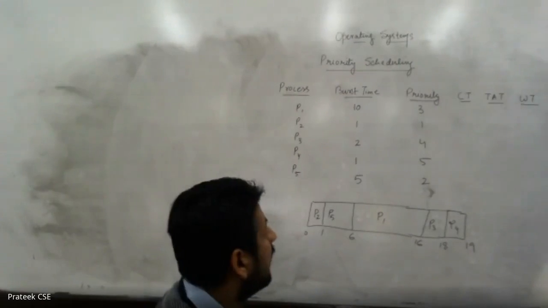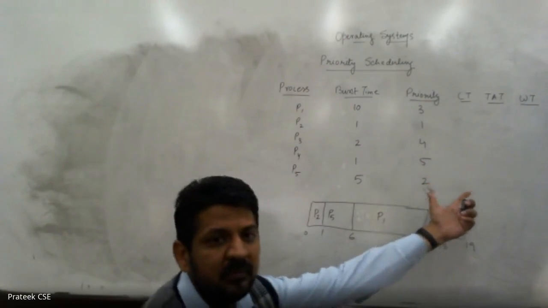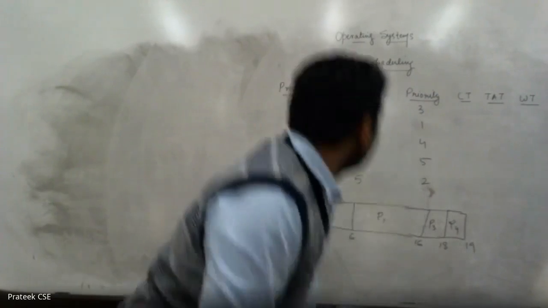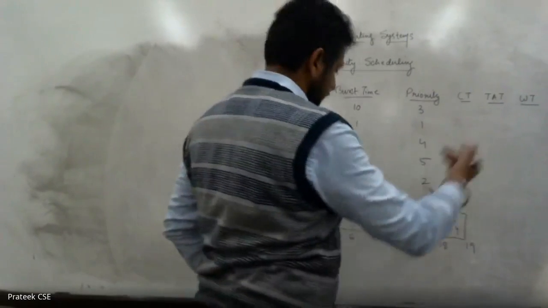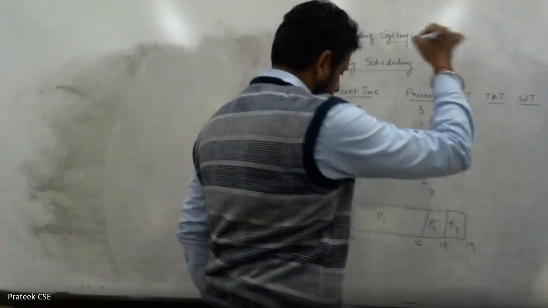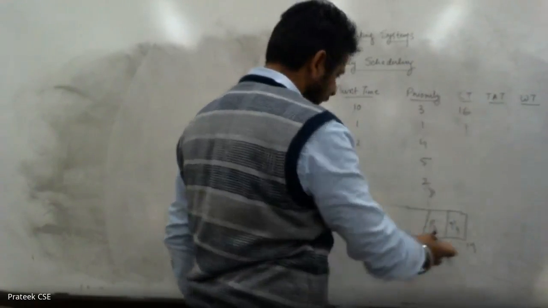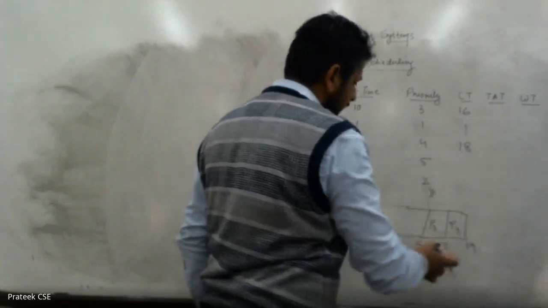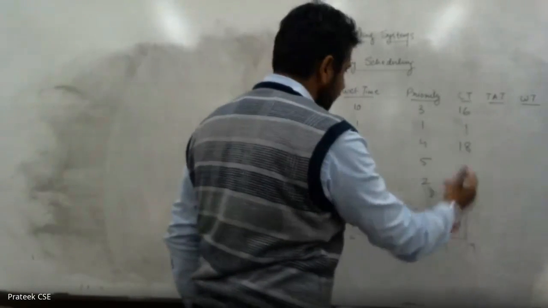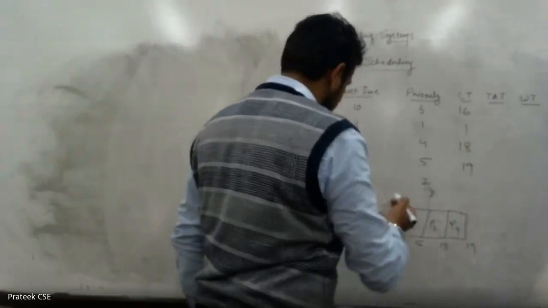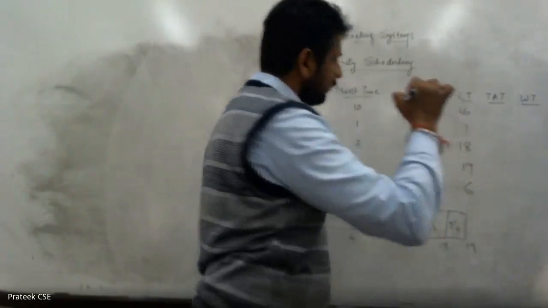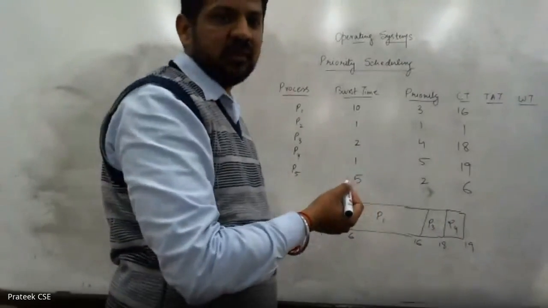Now I hope you people can complete this table. The completion time of process P1 is 16. Then P2 is 1. Then P3, the completion time is 18. For P4 it is 19. And for P5 it is 6. So I hope all of you can make it very easily now.